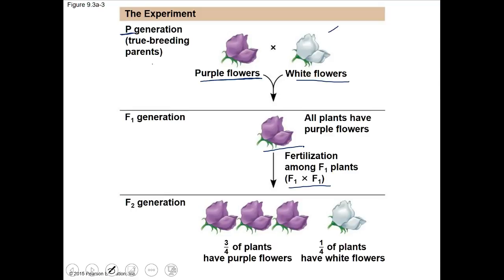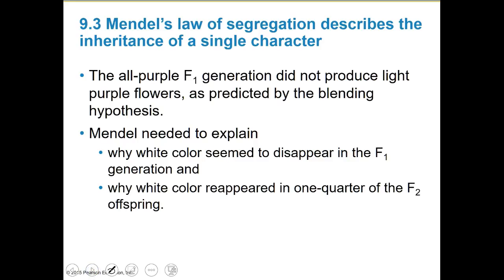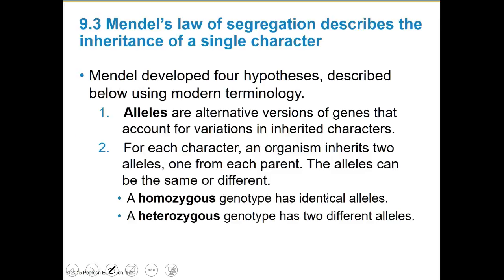because you can do that in plants, they're okay with it. When they crossed those, we ended up with 3/4 purple and 1/4 of the plants white. So the white begins to reappear. Why is that? The all-purple F1 generation, or first filials, did not produce the light purple flowers as predicted by blending. So Mendel needed to explain why the white color seemed to disappear in the F1 generation, and why white color would reappear in 1/4 of the F2 offspring.